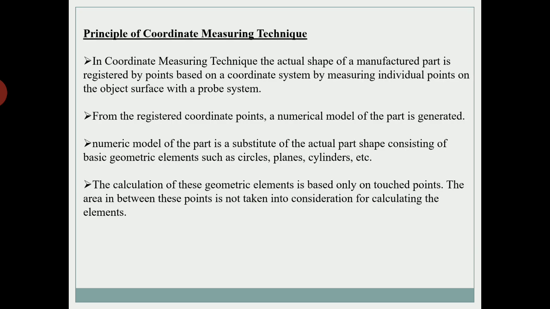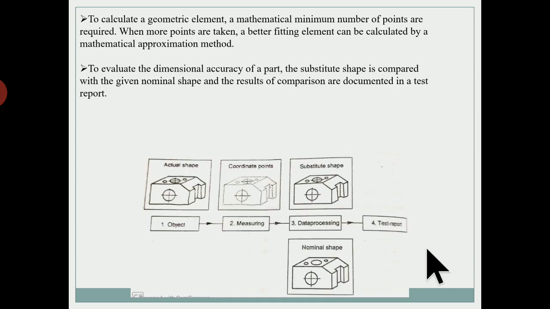The numeric model of the part is a substitute of the actual part shape, consisting of basic geometric elements such as circles, planes, cylinders, etc. The calculation of these geometric elements is based only on touched points on the surface of the actual part. The area in between these points is not taken into consideration for calculating the elements.